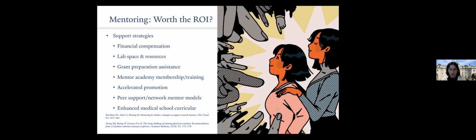And then also help the mentor with formal training. A lot of institutions are starting to do that. How do you work with different types of people? Can we acknowledge mentors in promotions and use that? Some people are starting to talk about that. I already talked about peer network. And then also maybe we should teach people how to be good mentors.